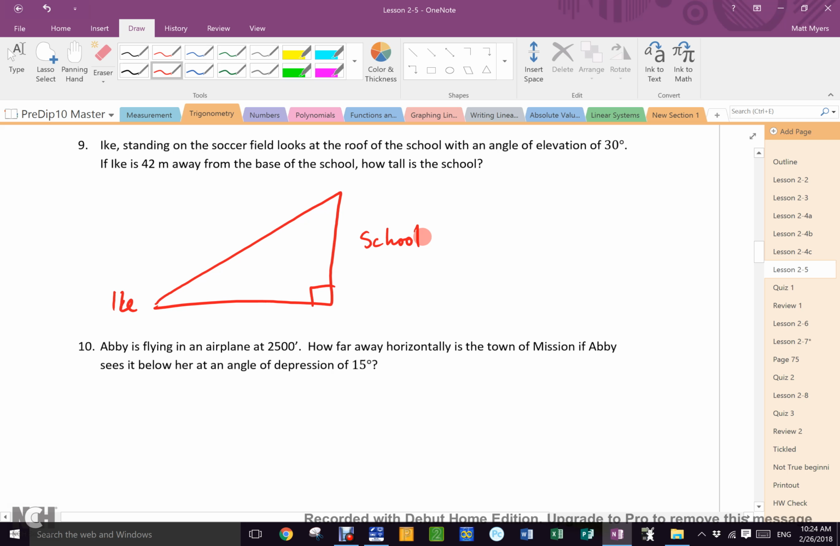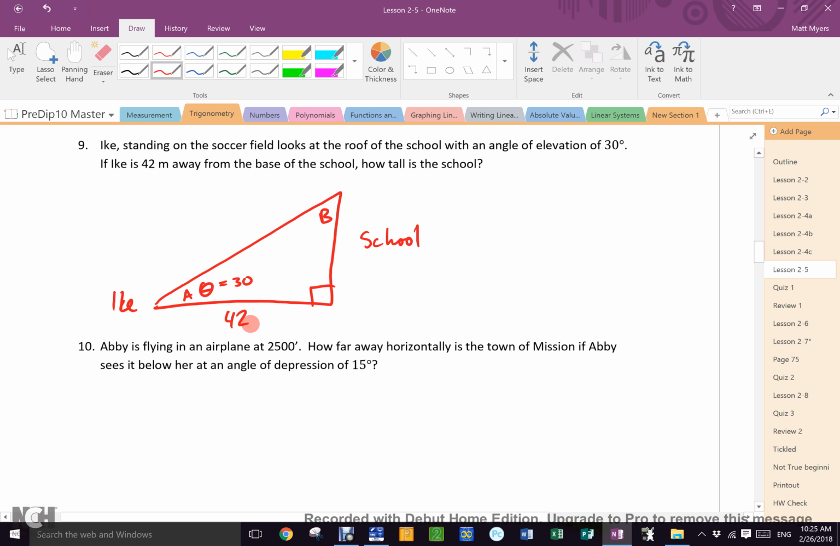Ike looks up to the roof of the school with an angle of elevation of 30. Where is the only angle of elevation in that triangle? Is it A or B? A. So this is your theta. And what is it? 30. What else do we know? Ike is 42 meters away from the base of the school. Where is the base of the school? Bottom right. Ike is 42 meters away from it, so that must be that side.